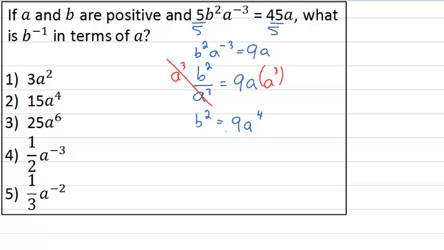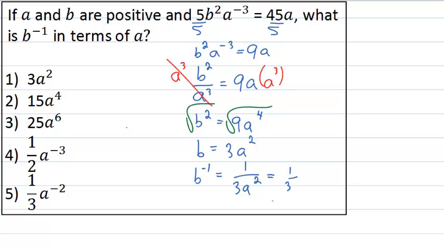Now I need b to the minus 1, which is really just 1 over b. So a nice next step would be just to get b by itself. Take the square root of both sides. b equals 3a squared. And if b equals 3a squared, then b to the negative 1 power equals 1 over 3a squared. And 1 over 3a squared is the same as 1 on the top, 3 on the bottom. And if I want to take that a squared and move it to the top, I can put it to the top and call it a to the minus 2 power. So what we have there is equivalent to choice 5.